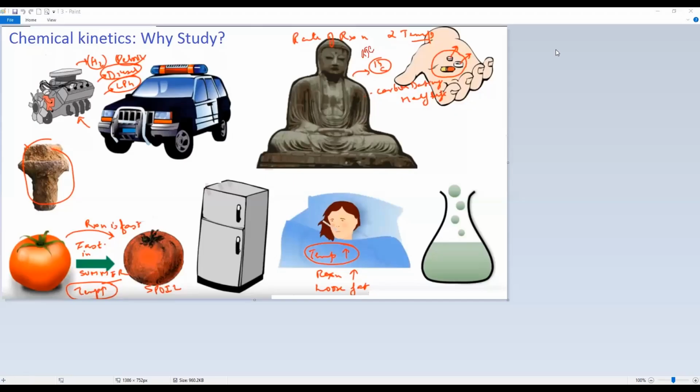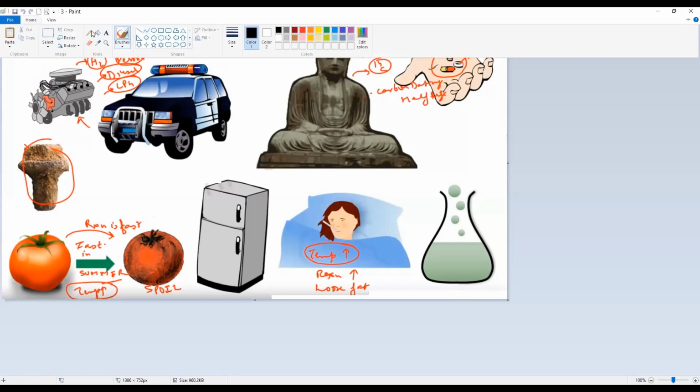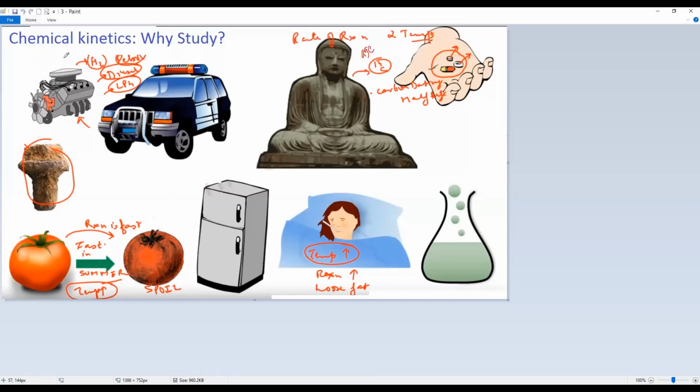Right. So the basic question in front of all of us is, why do we need to study chemical kinetics? So in this plot, I have mentioned several figures. So here it represents an engine of a car, right?